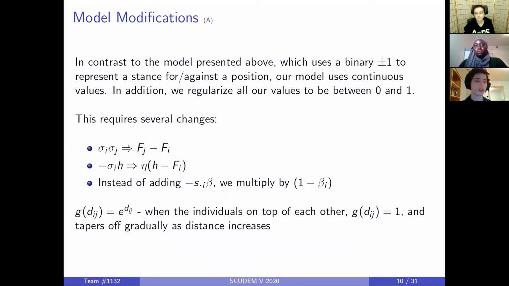There are several differences between our model and the model we're basing our model off of. For example, the initial model uses a binary value to represent the stance of an individual. It's either -1 or +1. In contrast, our model uses a continuous value to represent formality preference. Also, we regularize all of the values to be between 0 and 1. This requires us to make several changes to our model, displayed on screen.